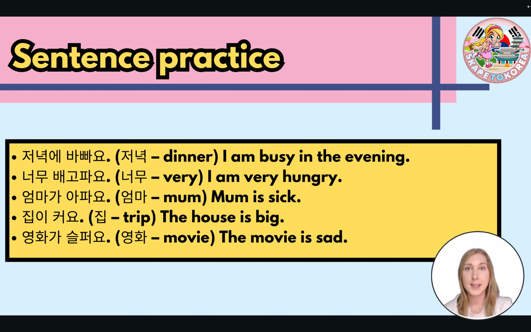And lastly, 영화가 슬퍼요. The movie is sad. So 슬프다, to be sad, gets conjugated to 슬퍼요. And 영화, what is sad is the movie. Movie is the subject of the sentence because it gets followed by the descriptive verb. You're describing something. So we're adding the subject marking particle and it becomes 영화가 슬퍼요.